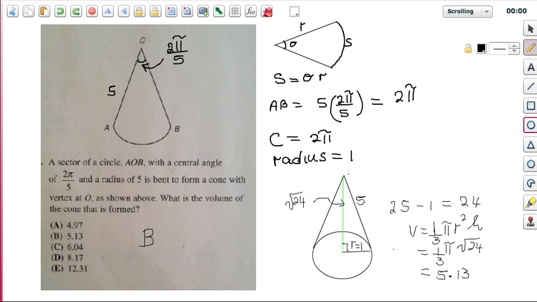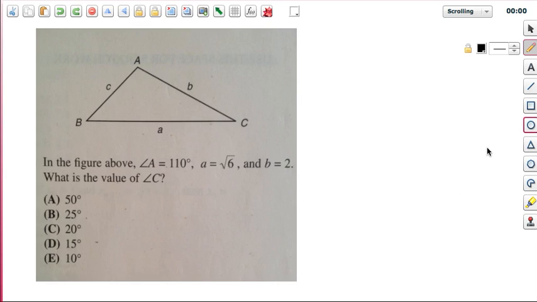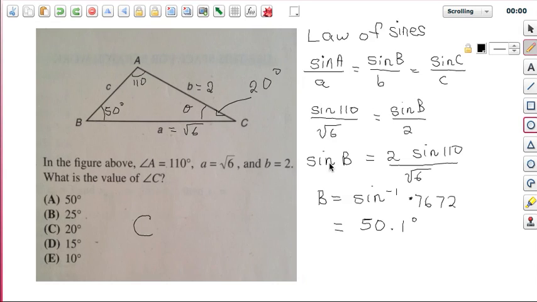So let's go ahead and move on to the next question. Pause your video and try this. The answer for this question is C. Hopefully you got it. Here you could use the law of sines. To remind you, the law of sines is sine of A over the side across from that angle, which is equal to sine of B over the length of the side across from that angle, which is equal to sine C over c.